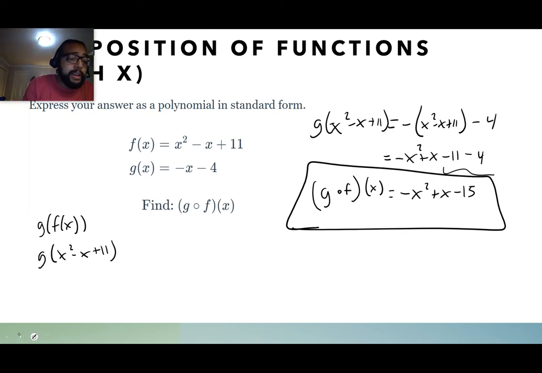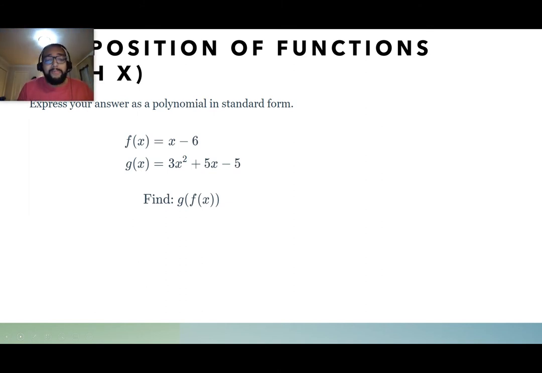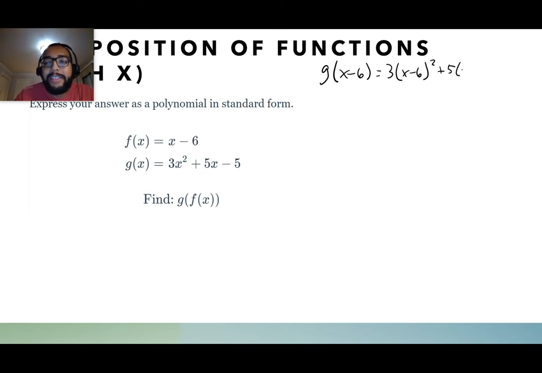Very similar one next: f of x equals x minus 6, and g of x is 3x squared plus 5x minus 5. We need to find g of f of x. So again, nothing too crazy here. f of x in this case is x minus 6, but we're going to plug in x minus 6 every time we see an x.